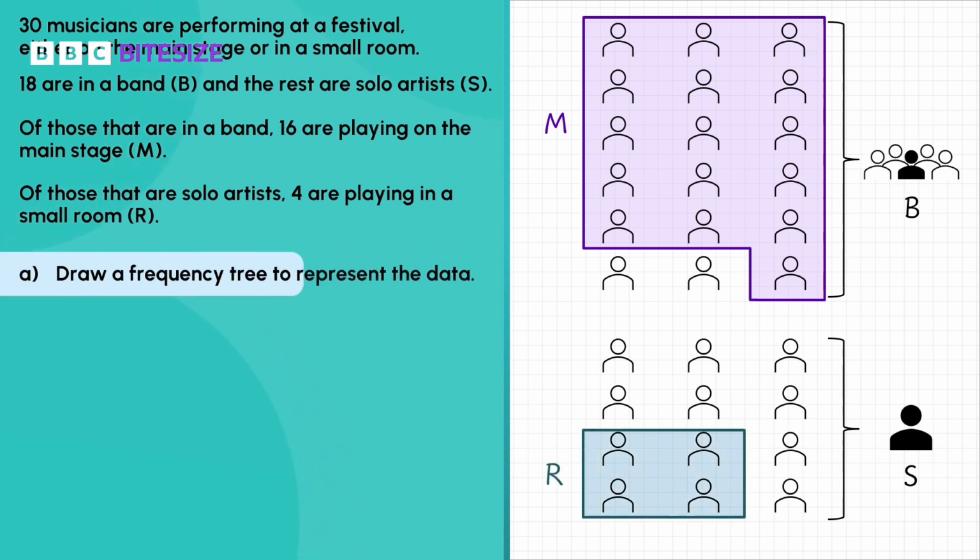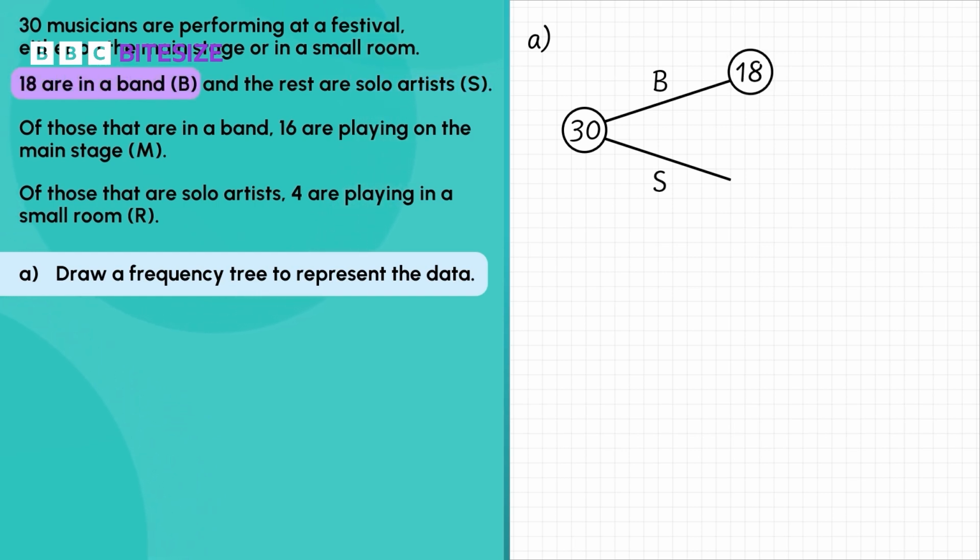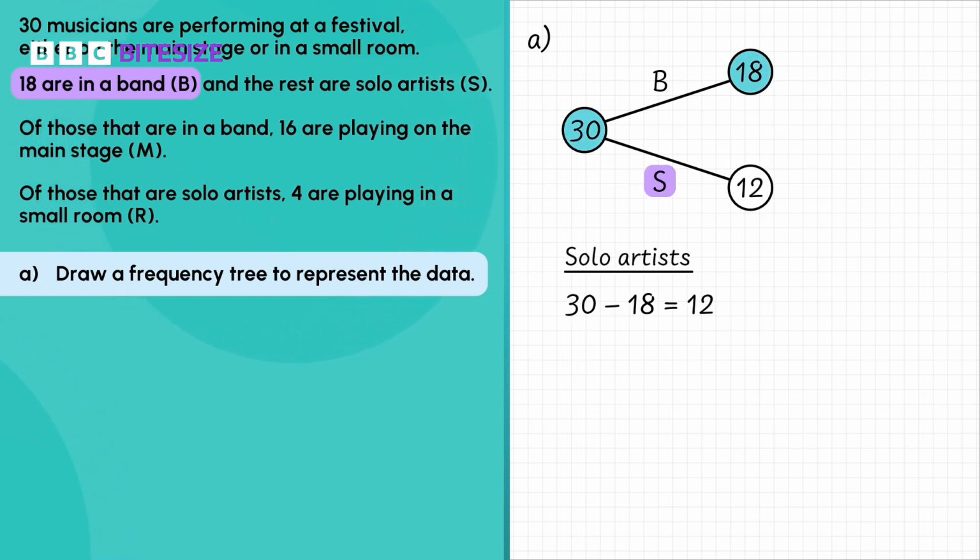Okay, let's look at part A. Draw a frequency tree to represent the data. There are 30 musicians in total, so start with a circle containing 30. Then draw two branches, labeled B for band and S for solo. You're told that 18 people are in a band. That means the number of solo artists must be 30 subtract 18, which equals 12.